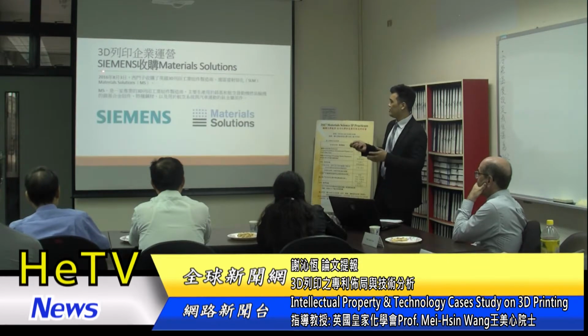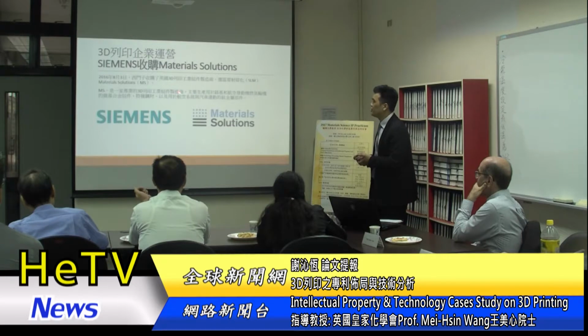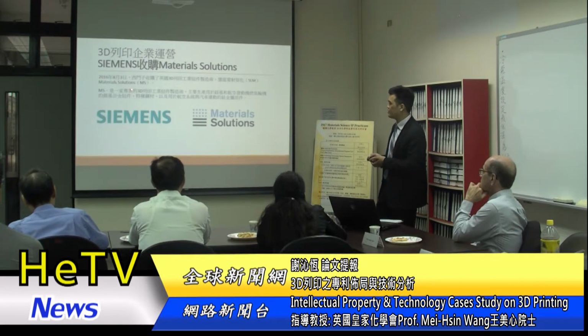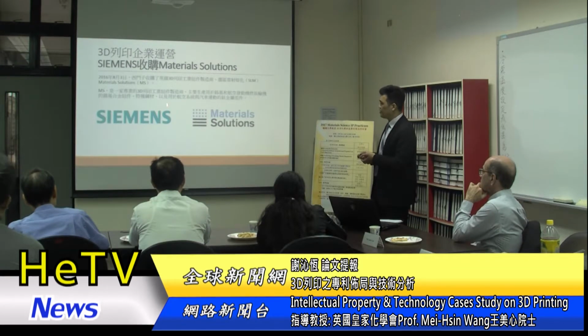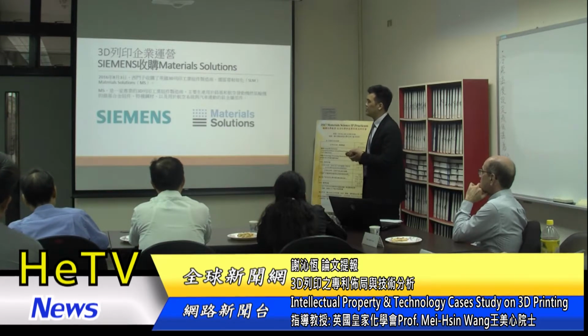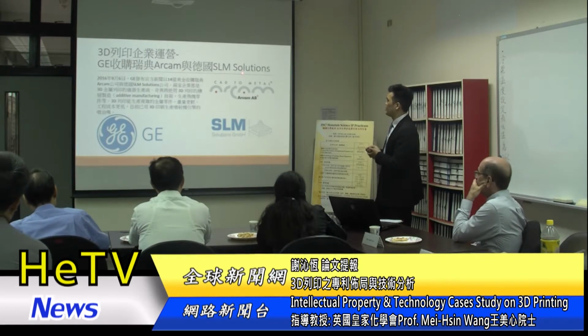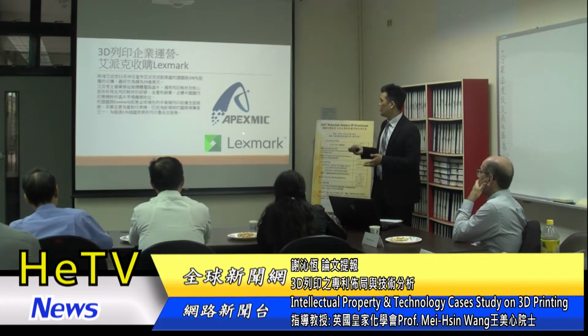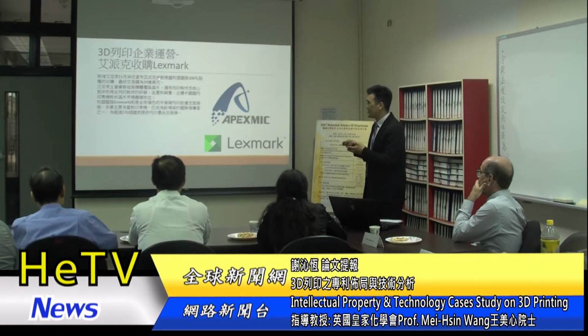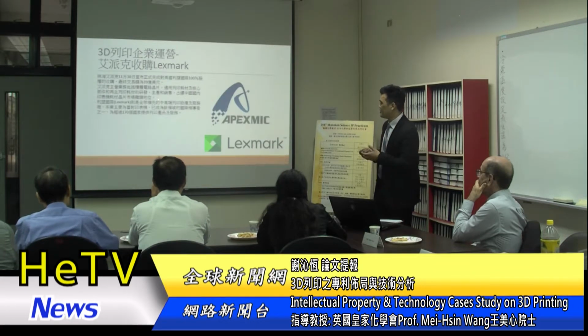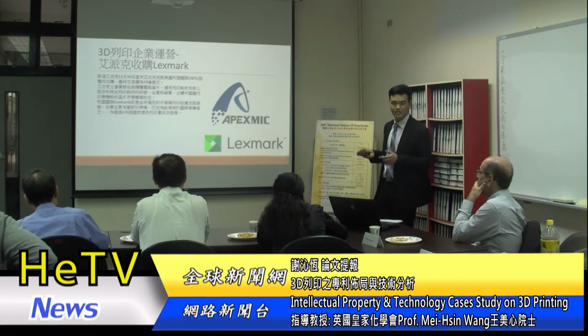And we can see Siemens acquired the 3D printing company Materials Solutions in 2016, and Materials Solutions is a company that produces metal printers. And GE acquired Arcam and SLM Solutions. Both of these companies also make metal 3D printers. And in China, Apex acquired Lexmark with 3.9 billion, million US dollars, sorry. And the purpose of this acquisition is that Apex wants to join this industry.